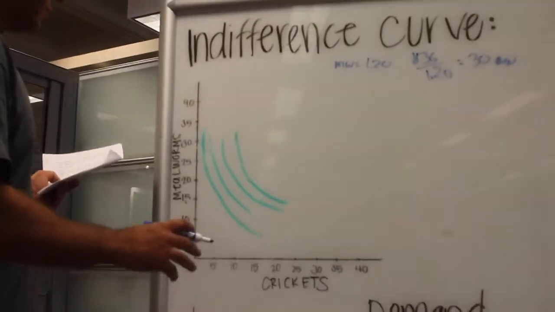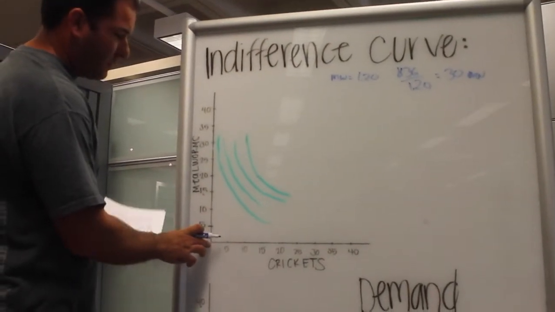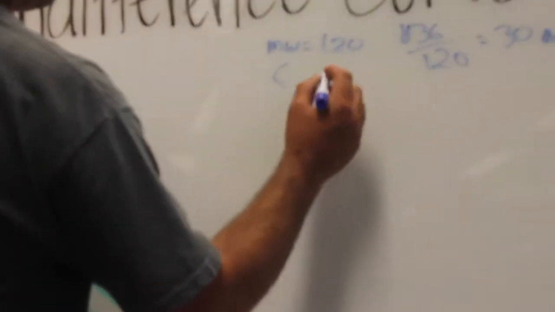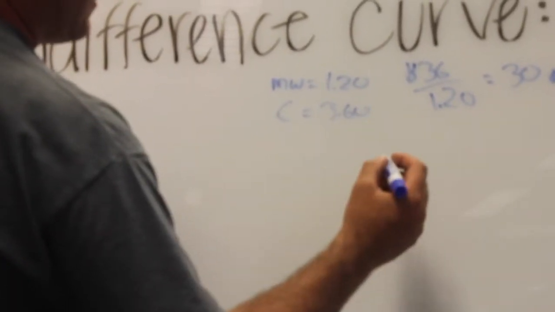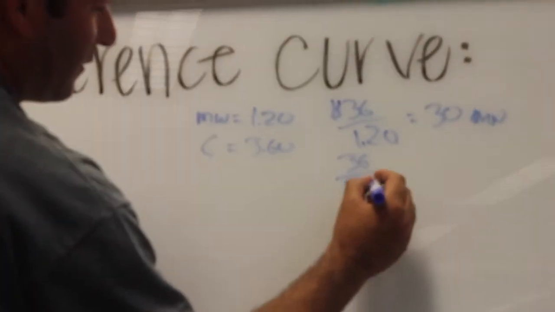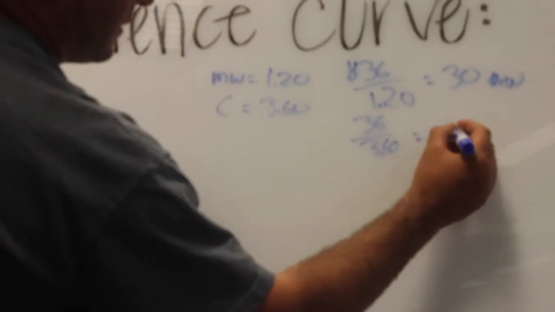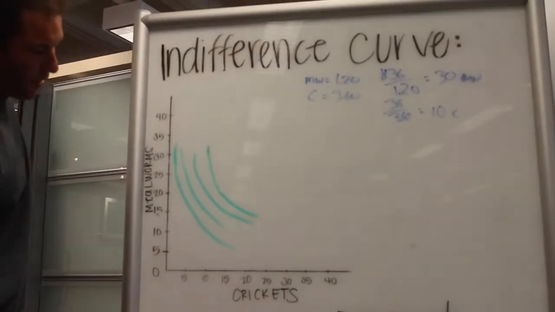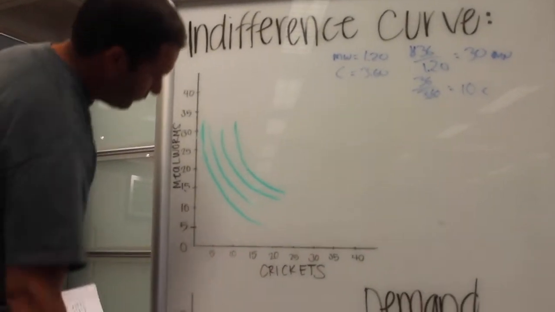But we would have no money left to buy any crickets, so the number of crickets we would buy would be 0. And crickets are, say, $3.60 a box. So if we do $36 divided by $3.60, we would only be able to buy 10 boxes of crickets. And that'll give us our x-intercept down here, 10.